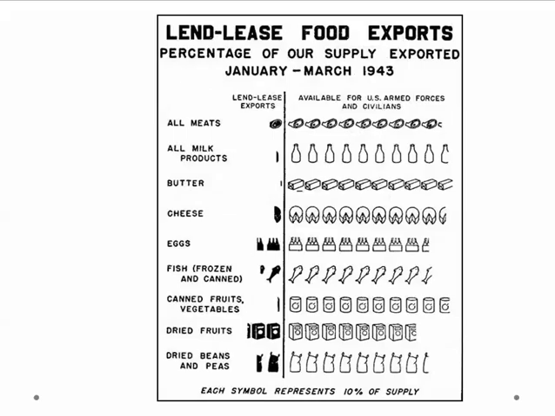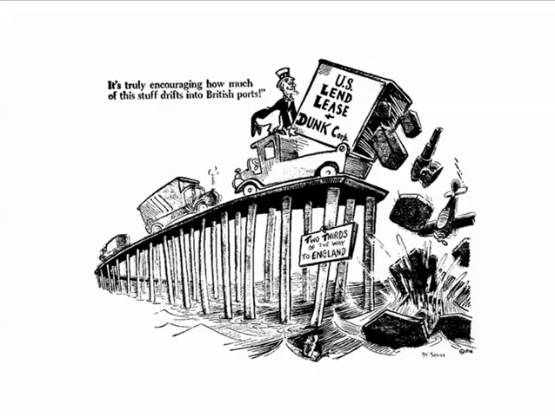Okay, here's one here, Lend-Lease food exports. Here's some of the items: meats, milks, butter, cheese, eggs. So food products to these Allied soldiers to help them stay nourished while they fight. And here's a political cartoon of the U.S. Lend-Lease. This is Dr. Seuss. See the bombs and airplane stuff coming out? This is Lend-Lease.